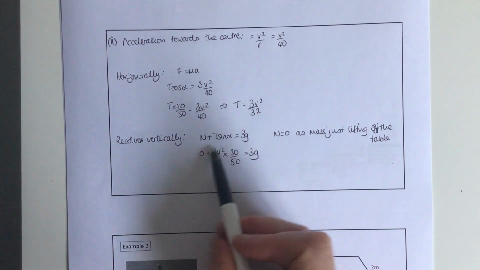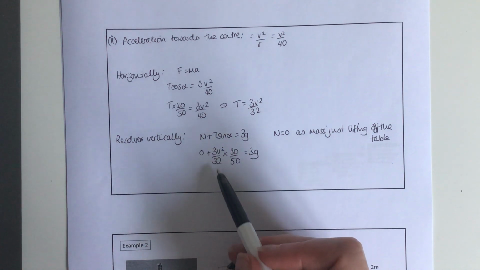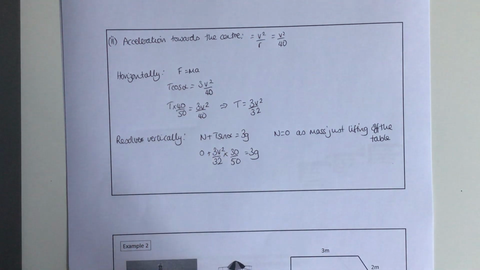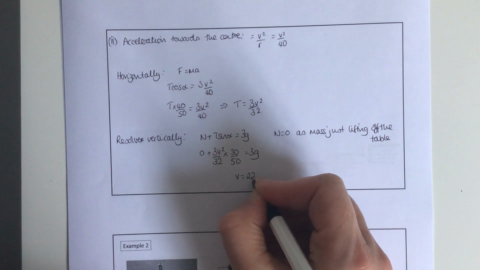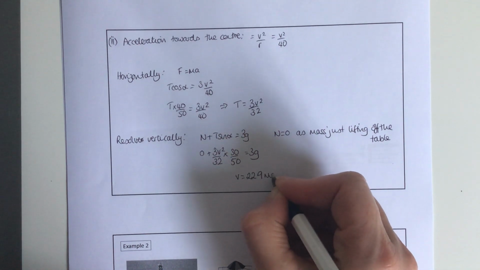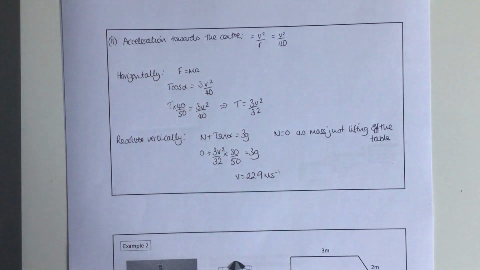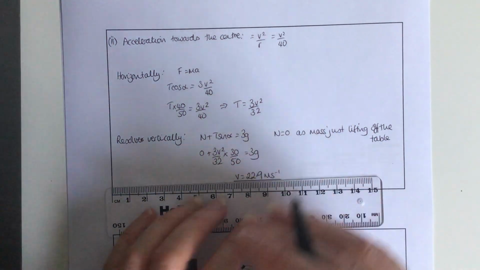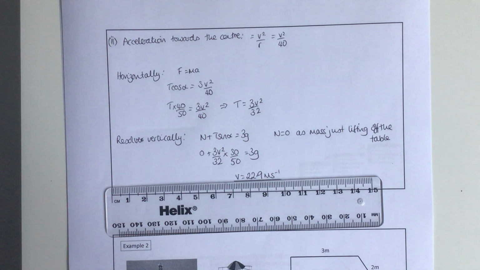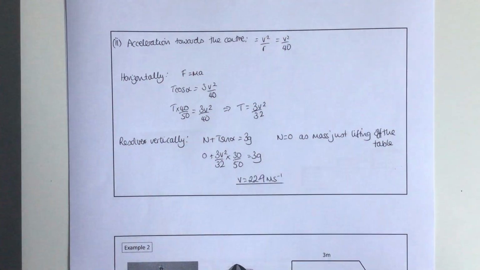So again, you've got an equation here to rearrange to find v. I'll pause for a second so you can work out v. And you should get that v is equal to 22.9 meters per second. So if you haven't got that, have another work through, but you should hopefully have got that value. Okay, so we move on now to example 2.